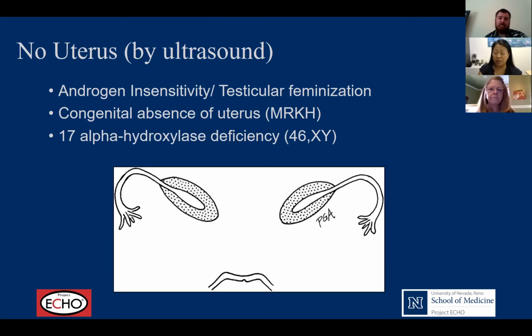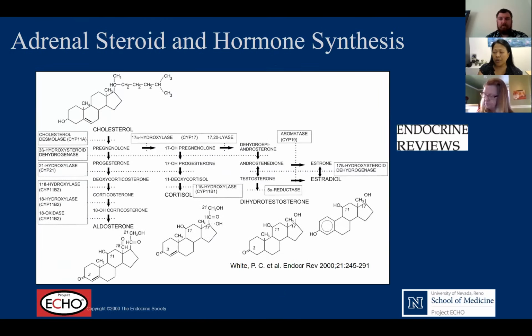It could be because there is no uterus, otherwise known as MRKH or Mayer-Rokitansky-Küster-Hauser, of which I've seen 2 cases of this. Or they could have 17-alpha hydroxylase deficiency and are genetically male. Okay, and that is a type of congenital adrenal hyperplasia.